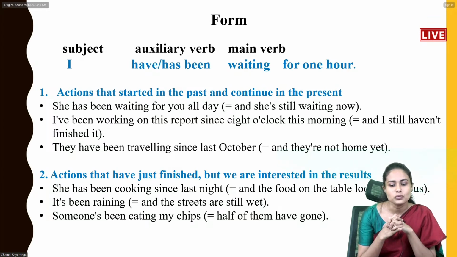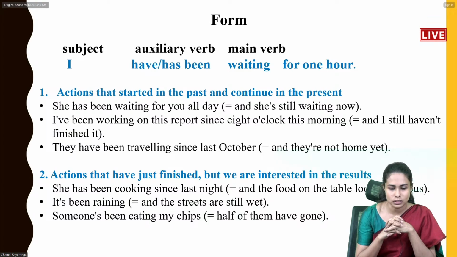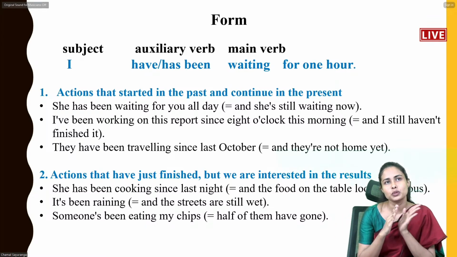I have been waiting for 1 hour. She has been waiting for 1 hour. Right? Here let's look at when we actually use present perfect continuous tense. Actions that started in the past and continue in the present. Earlier also, when it comes to present perfect tense, we have that usage.